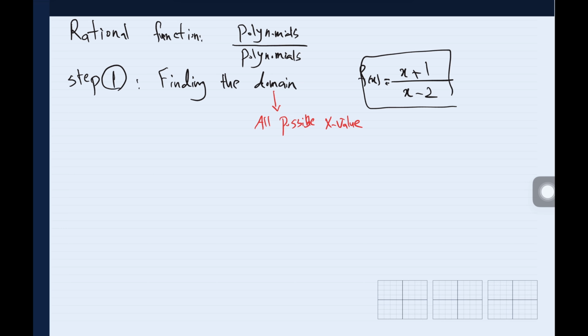As you know, any real number would work here except those numbers making the denominator 0, which cause my rational function to be undefined. If x minus 2 is 0, that is undefined, so we're not allowed to take that x. So x equals 2 is not allowed in this function. The domain of this function is any real number except 2.